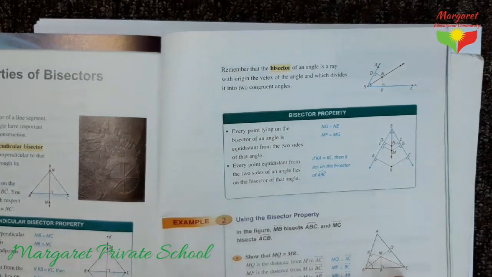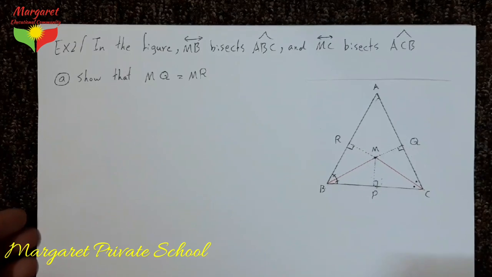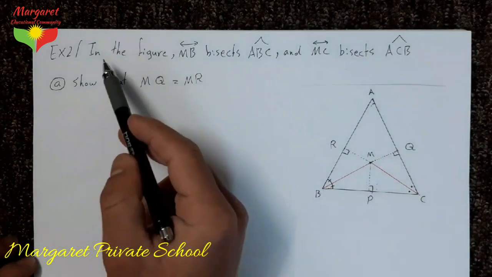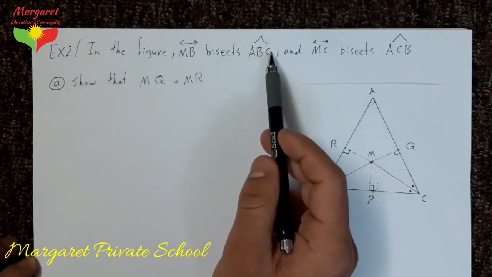Use the property of bisector to solve example 2. Example 2 says, in the figure, line MB bisects angle ABC.